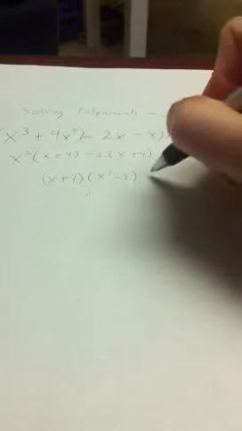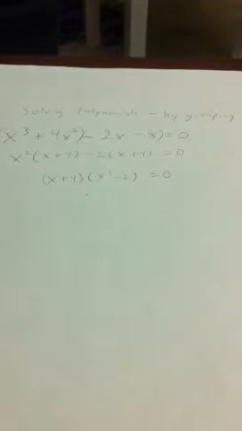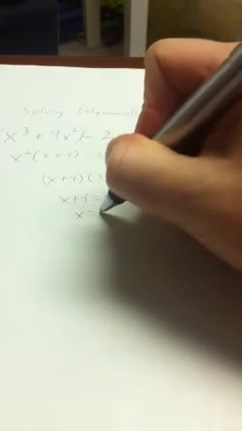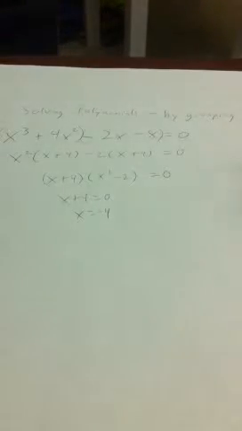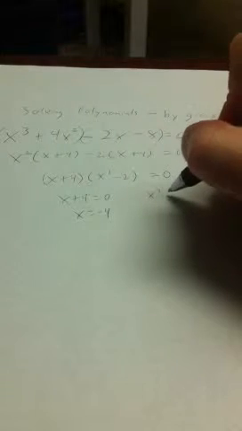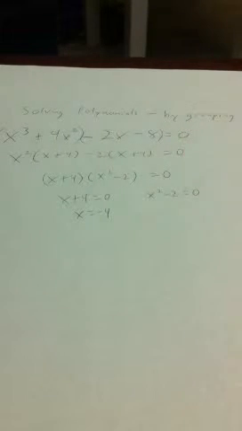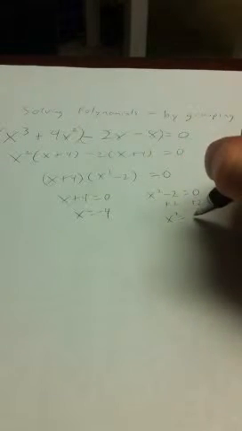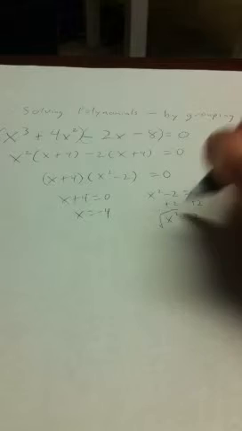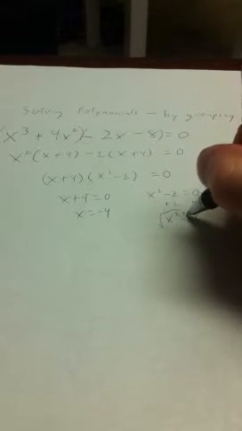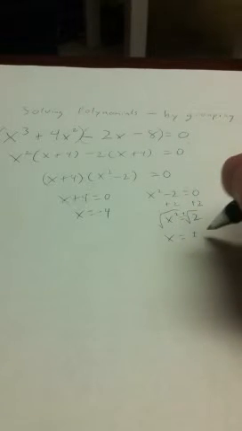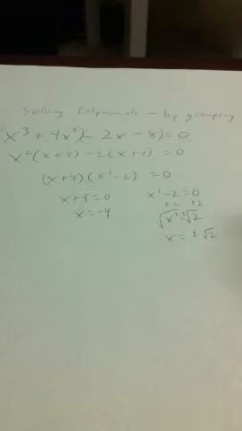Now, since this is an equation, it's equal to 0, I need to set each factor equal to 0 and solve. So I have x plus 4 equals 0, which solves to x equals negative 4. The other one a little bit more challenging. I have x squared minus 2 equals 0. So I'm going to add 2, get x squared equals 2. To solve that, I need to take the square root, not forgetting my plus or minus. So I end up with x equaling plus or minus the square root of 2.